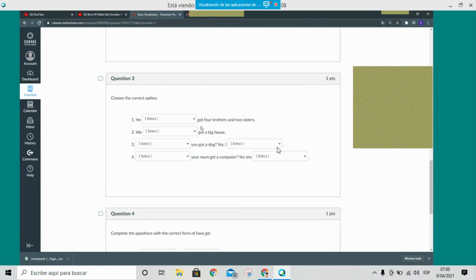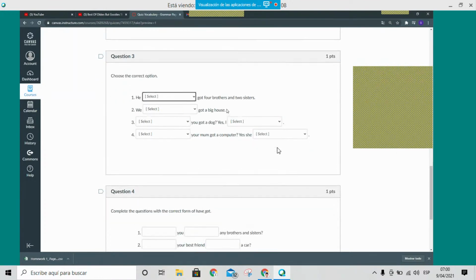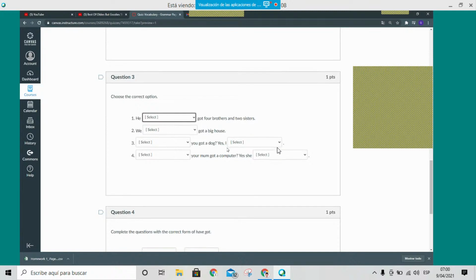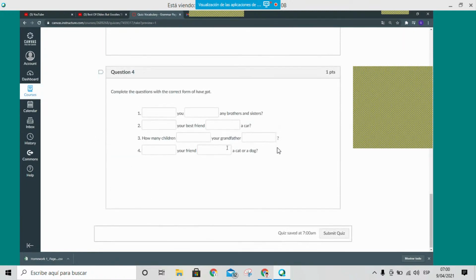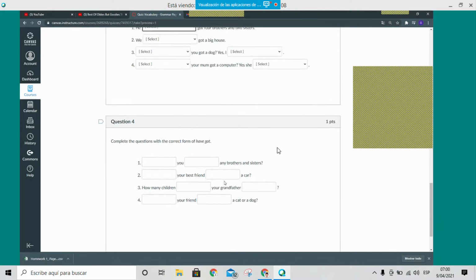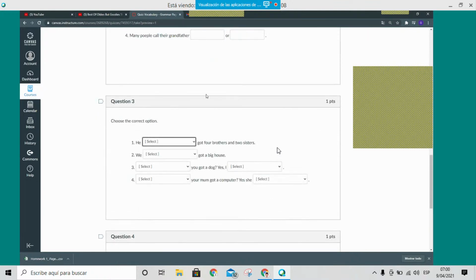Next thing is that you select the correct option. This is the grammar, no? Have got. Now, questions 1 and 2 are vocabulary. Questions 3 and 4 are grammar. Have got. In case you complete the questions with the correct form of have got. Okay? So this is about the practice of page 10 in the book.